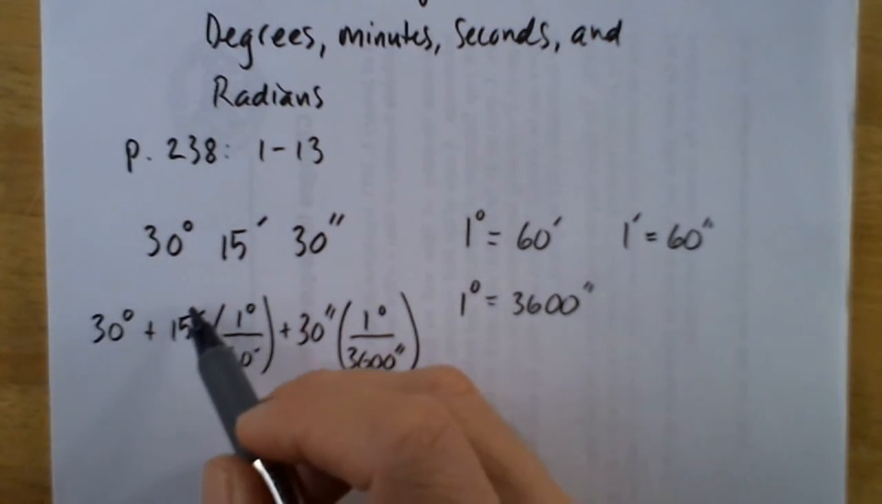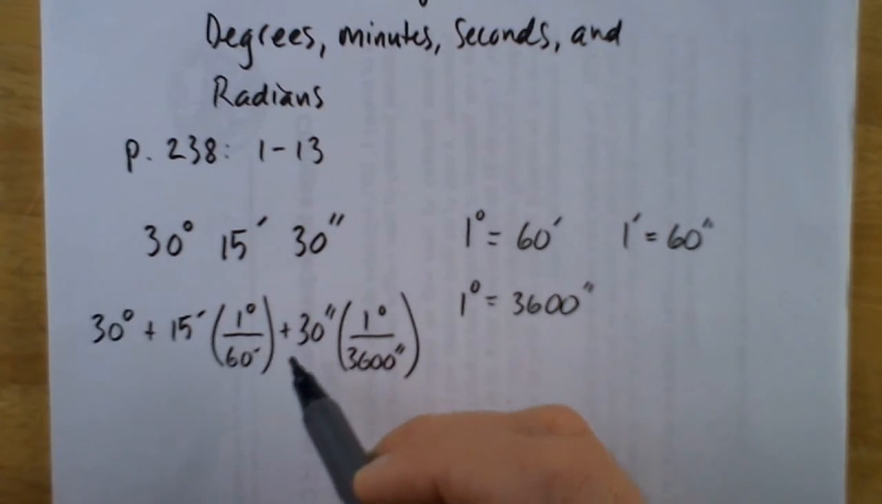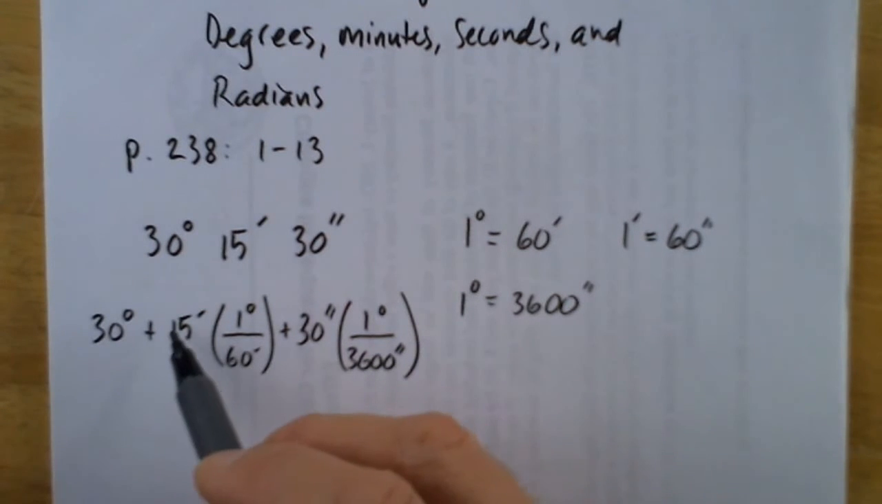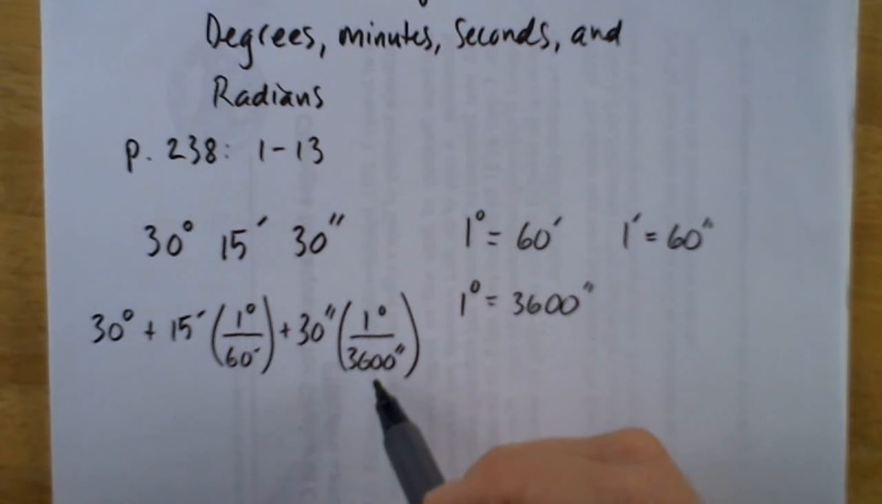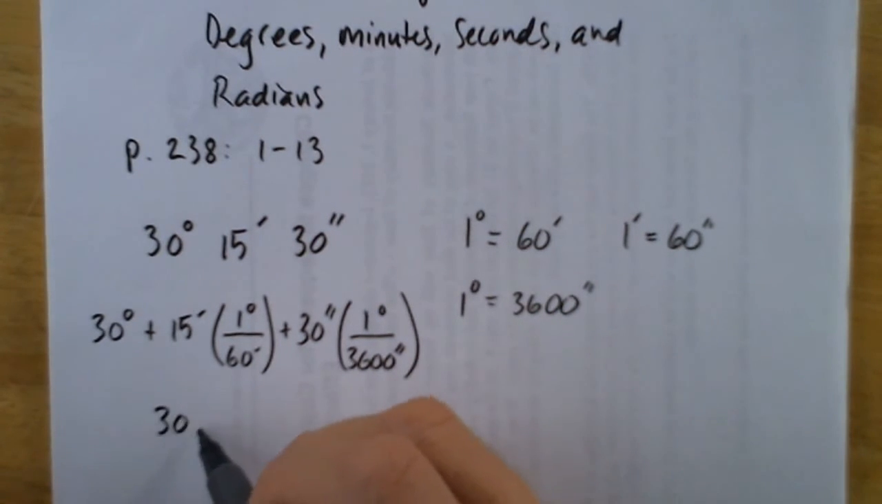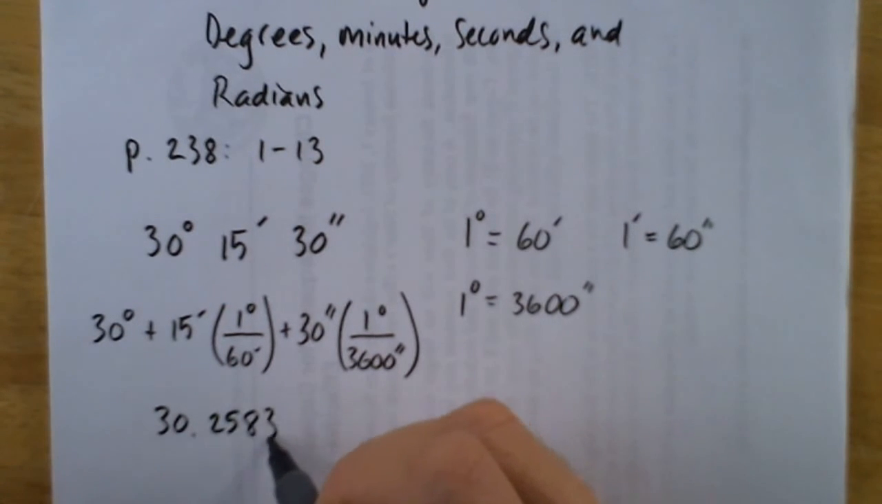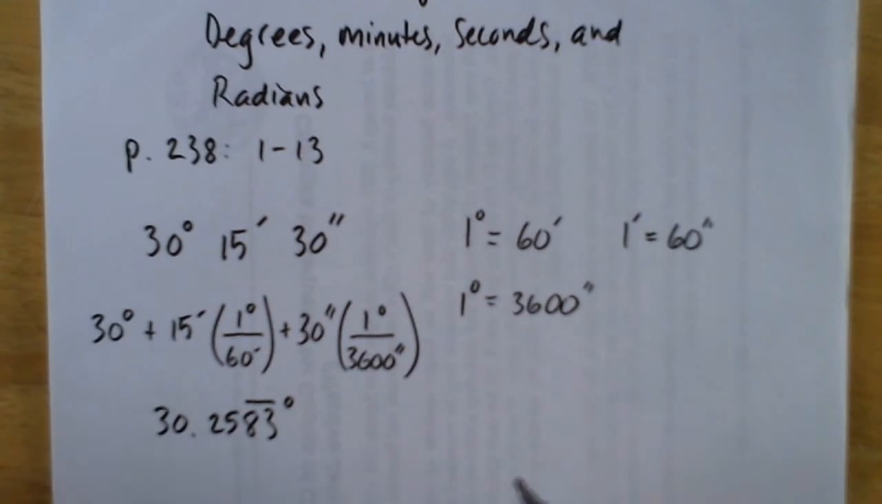And we have the minutes canceling. We'll be left with degrees. So we have degrees plus degrees plus degrees because the seconds cancel also. And we're just going to go 15 times 1 over 60, plus 30 times 1 over 3,600. If we do that on the calculator, we'll get 30.2583, and the 83 repeats, and that'll be degrees.